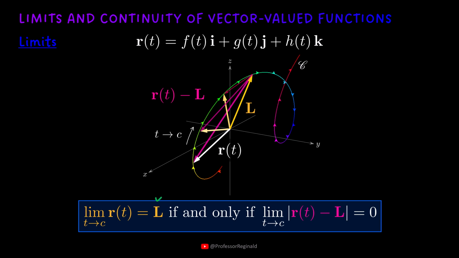This means that vector L is the limit of the vector-valued function as t approaches c if the length of the vector difference between the vector-valued function and vector L eventually becomes 0. T approaching c implies approaching c from both sides, even if only one side approaching c is illustrated. Note that the limit of a vector-valued function is a vector, just as the limit of a real-valued function is a number, as we have studied in Calculus 1.